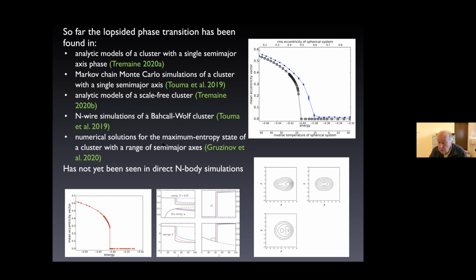The only technique that I would like to see it still verified in is direct n-body simulations. These are extremely hard for nuclear star clusters, and they simply haven't been done for the right parameters to find the transition.